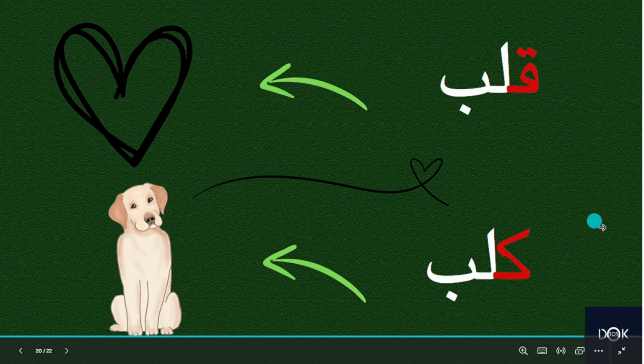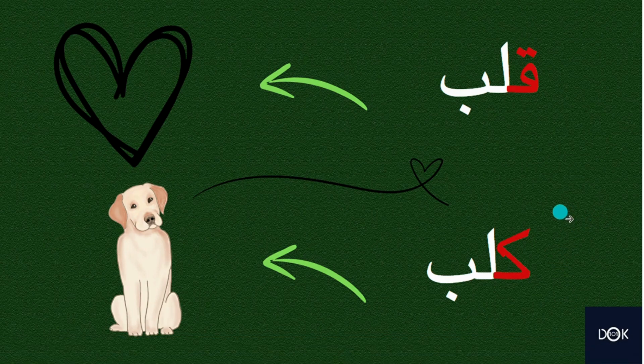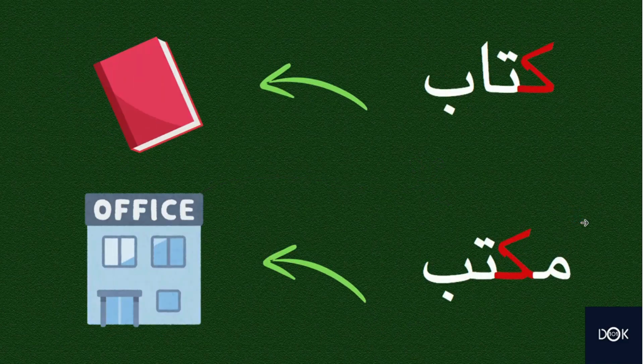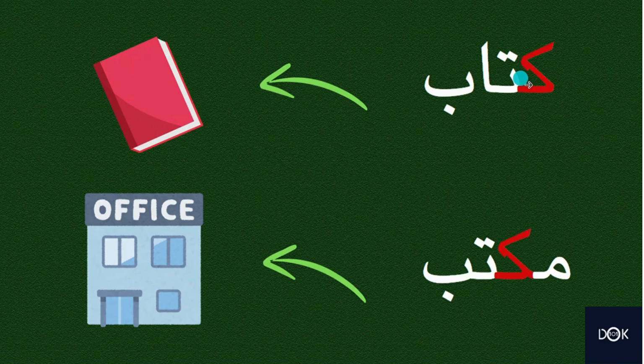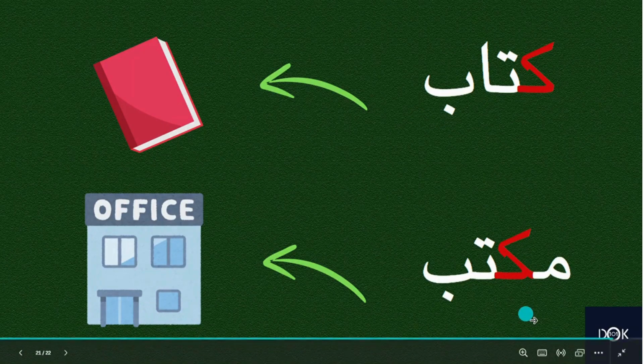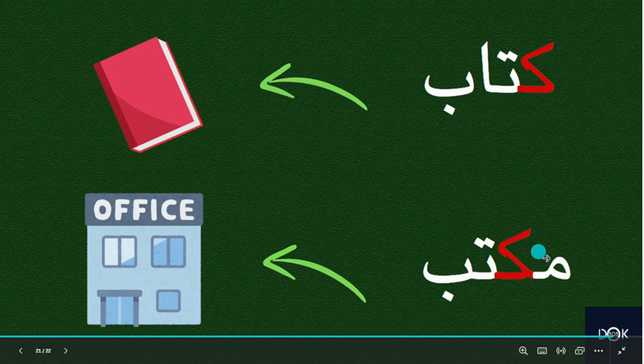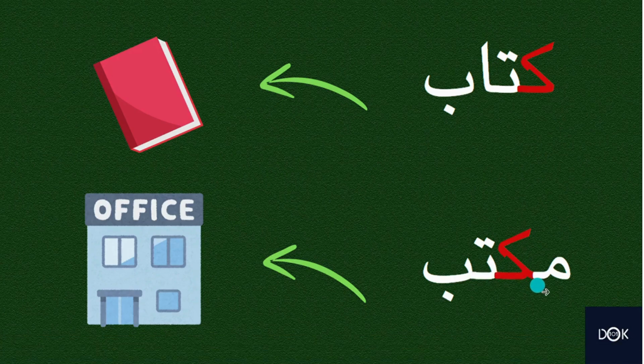Let's have a look at the examples for the letter kaf. Okay, so the first example is kitab, which is a book. We see that kaf is joined to the letter ta, and we have learned all these letters, kaf, ta, alif, ba. Kitab.